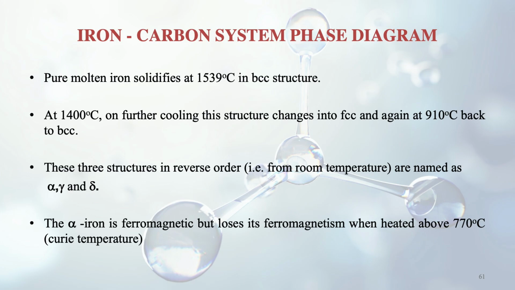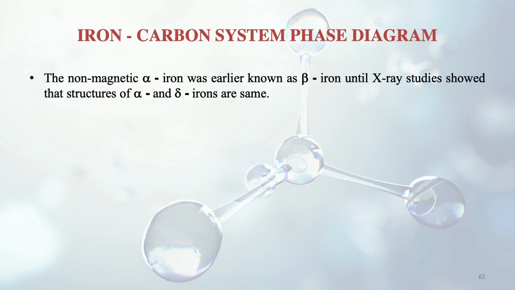The alpha iron is ferromagnetic but loses its ferromagnetism when heated above 770 degrees centigrade. This temperature, most of us have studied about it. It's a very important temperature. It is also known as the Curie temperature, above which a magnetic material loses its magnetism. So the non-magnetic alpha iron above 770 degrees centigrade was earlier known as beta iron, but then X-ray studies were done and showed that the structures of alpha and delta are the same. So we cannot say that alpha is the same as beta iron.